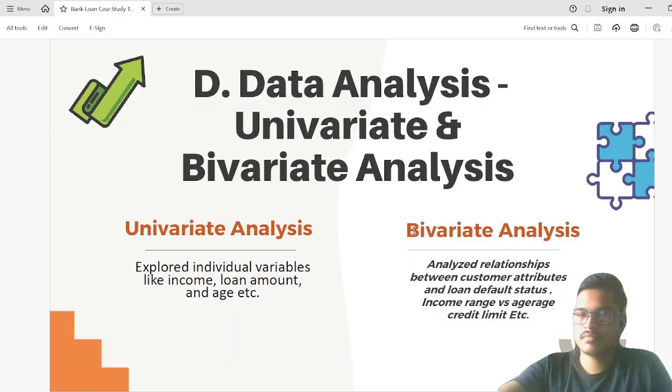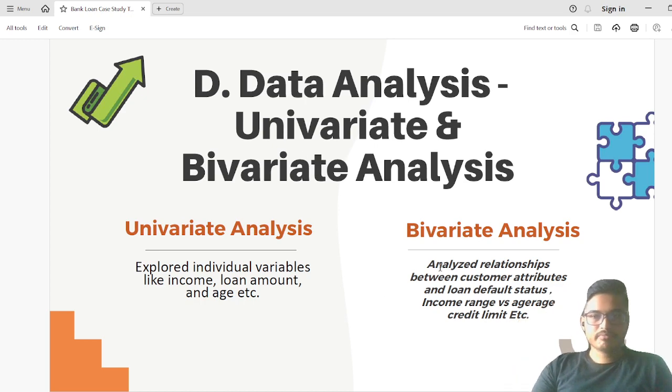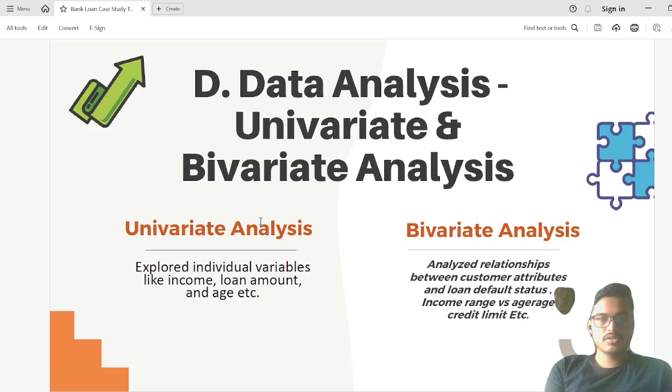Data analysis: univariate and bivariate analysis. The task was data analysis to find the univariate, bivariate, or segmented univariate analysis. We have done all of this, right? First we did the univariate analysis, and then we did the bivariate analysis. In the univariate analysis, we explored individual variables like the income, the loan amount, the age, etc. There are a lot more.